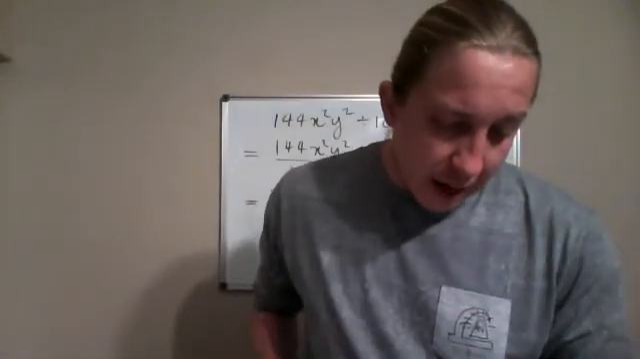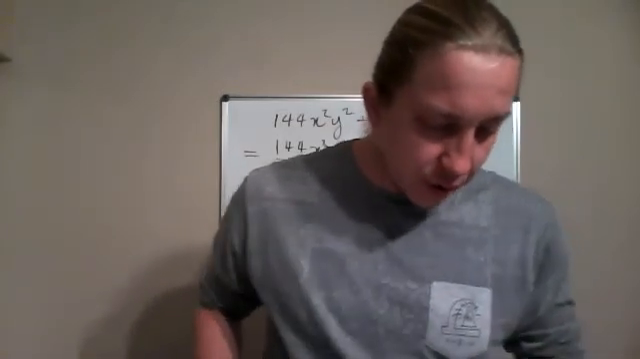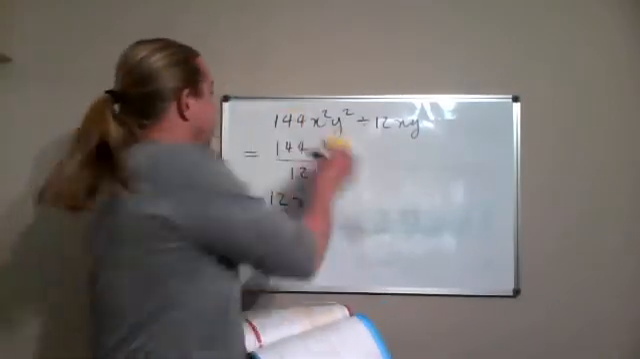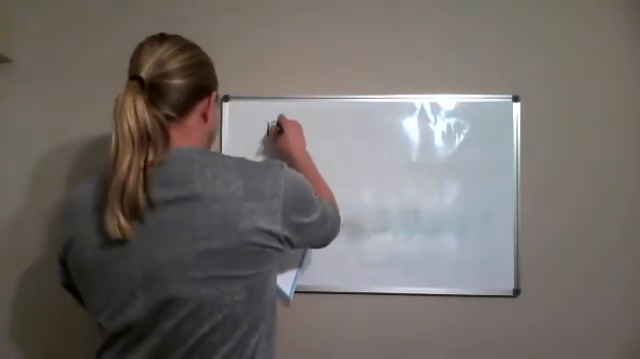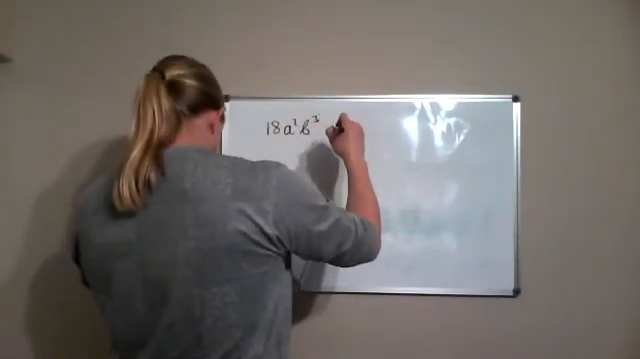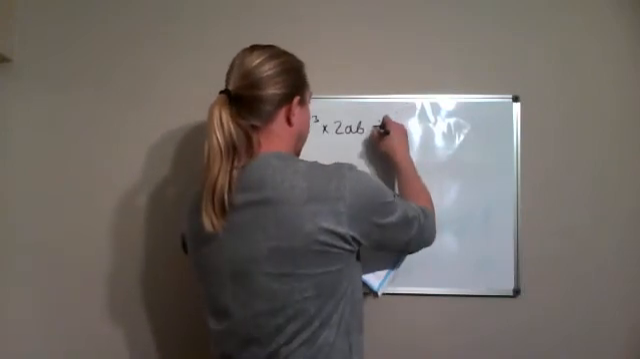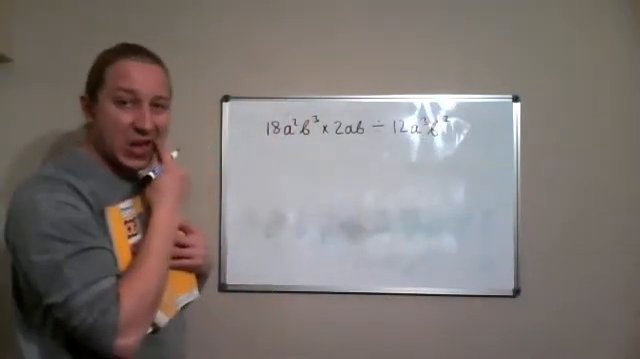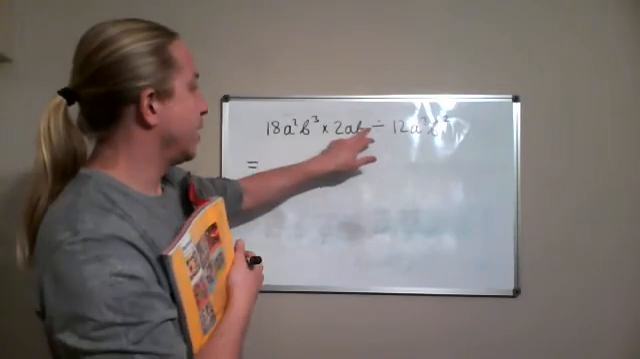Number 2, simplify. So here we have mixed things. We have divisions and multiplication. Okay, so let's do that. So the key here is to write it out correctly. Just going to grab the book. All right, so the first one says 18a squared b cubed times 2ab divided by 12a cubed b squared. Okay, so that's what we have. So this is just multiplication, and then we're dividing whatever we get by that.